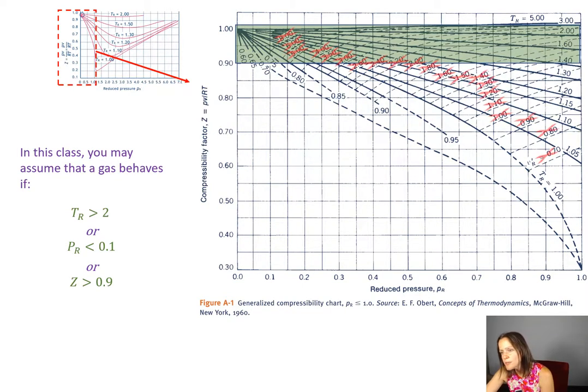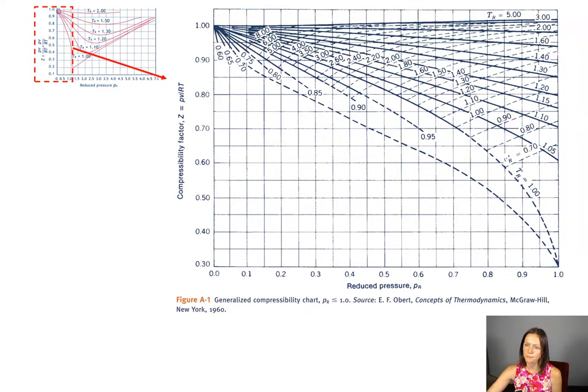Now you also see these other little lines that are going from the bottom left to the top right, or sort of off to the side to the right. Those are values associated with the pseudo-reduced specific volume, and your book talks about that a little bit. I'm not going to worry about that. I want to keep things really, really simple, and we're not going to use it in this class. But if you're interested in it, like I said, it's discussed in your book.